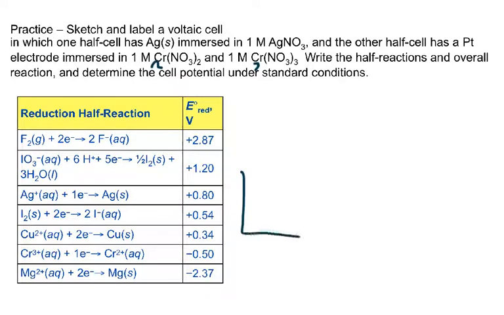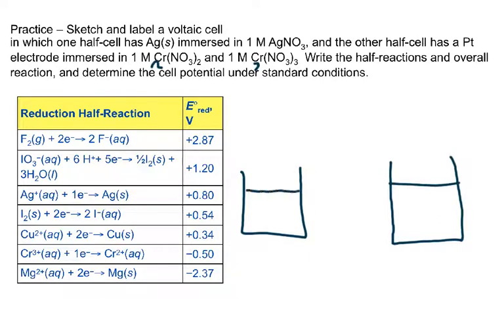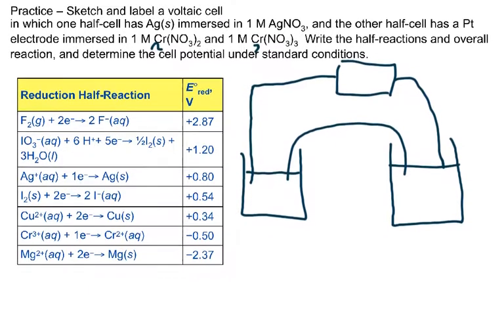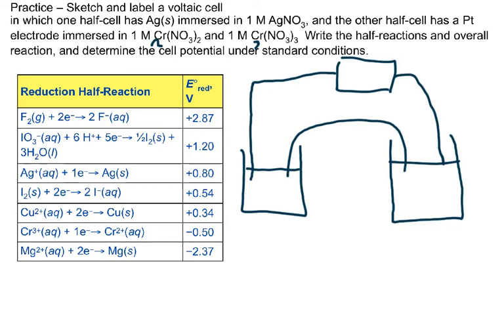So if I'm drawing a voltaic cell, draw my beakers, draw my salt bridge, and then draw my voltmeter where I will be able to read my electrode. So I have one half cell with silver immersed in silver nitrate, and my other one is my chromium here.